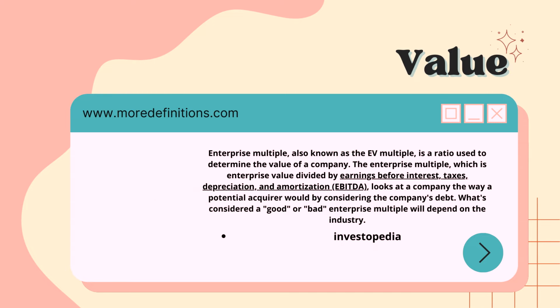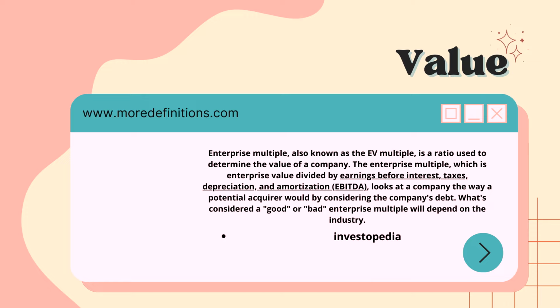The definition of this is: enterprise multiple, also known as the EV multiple, is a ratio used to determine the value of a company. The enterprise multiple, which is enterprise value divided by earnings before interest, taxes, depreciation and amortization, EBITDA, looks at a company the way a potential acquirer would by considering the company's debt. What's considered a good or bad enterprise multiple will depend on the industry.